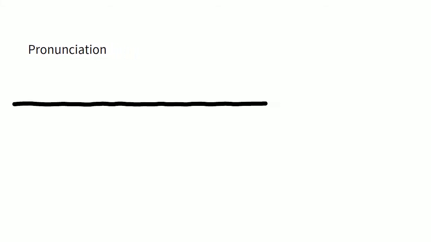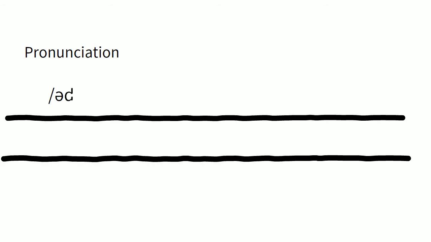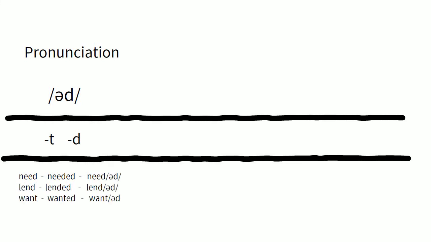There are 3 ways to pronounce the ed in the simple past tense. You will need to memorize these 3 rules. We pronounce ed as id when the verb ends in t or d. For example, need becomes needed. Lend, lended. Want, wanted. Wait, waited.